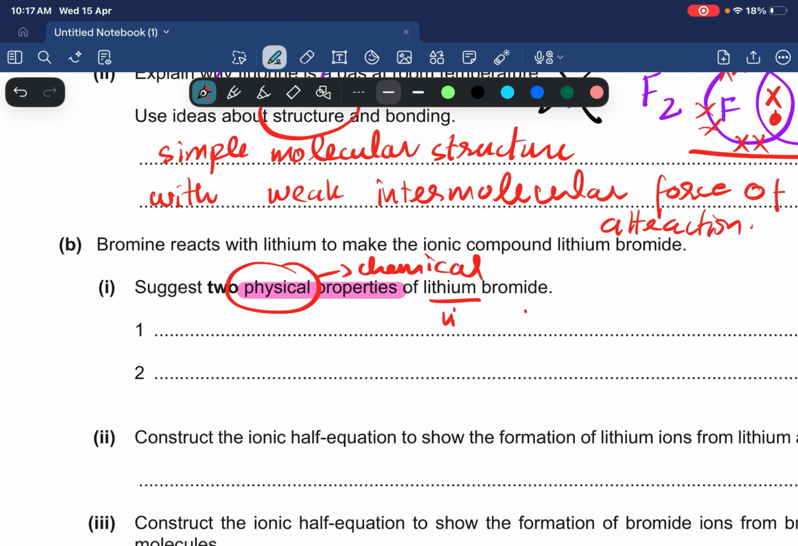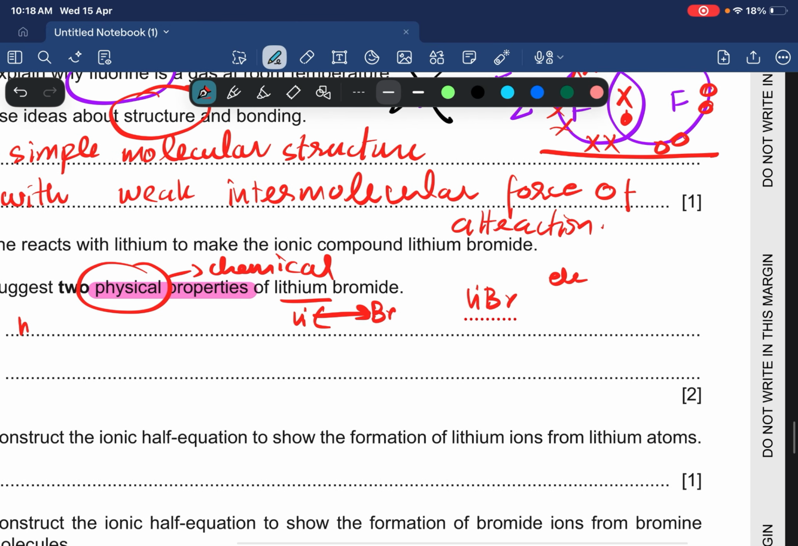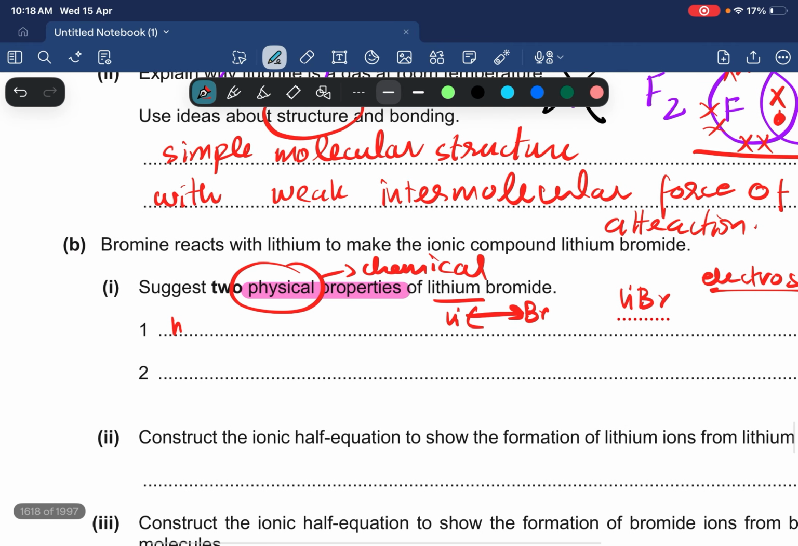Lithium is group 1, bromide is group 7. There's ionic bonding between this. This is LiBr. And the physical property is simple. Ionic compounds, oppositely charged ions that are attracted to each other because of what kind of force? Only attractive force. The name of the force is electrostatic force of attraction. So there is high melting point. I'm just writing MP, but you write the full form. And BP, boiling point. And then the second thing that I can think of is good electrical conductivity in aqueous or molten form.